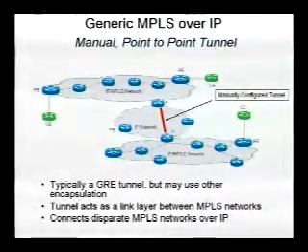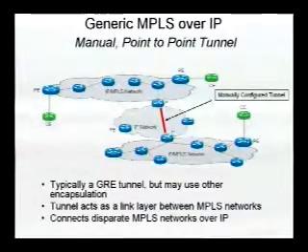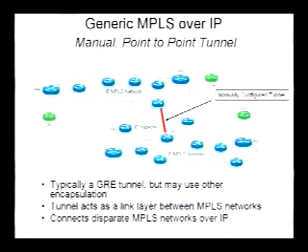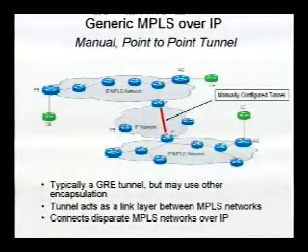So we start out with the most generic case. This is MPLS over IP with a manual point-to-point tunnel configured, potentially a GRE tunnel, probably a GRE tunnel. We can use other encapsulations, though. The tunnel in this case acts as a link layer between two MPLS networks. We have top an MPLS network, down bottom an MPLS network. They happen to be connected via this IP network, but we configure between two P routers a GRE tunnel. This connects the disparate MPLS networks over IP.